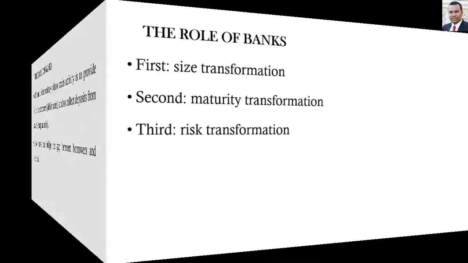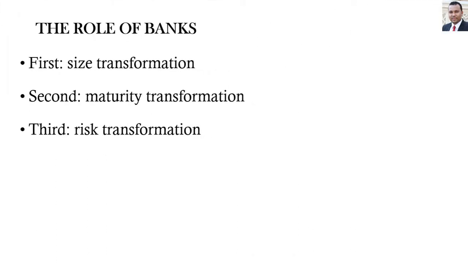Number 1, size transformation. In size transformation, depositors are willing to lend smaller amounts of money than the amounts required by borrowers. So, think about the gap between your savings account and the money required to buy a house. In this case, banks collect deposits from savers in the form of small size deposits and transform them into large size loans.